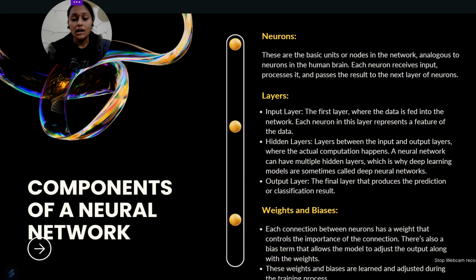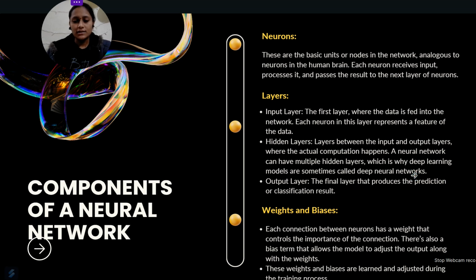Second is the hidden layer. Layers between the input and output layers, where the actual computation happens. A neural network can have multiple hidden layers, which is why deep learning models are sometimes called deep neural networks. Third is the output layer, the final layer that produces a prediction or classification result.